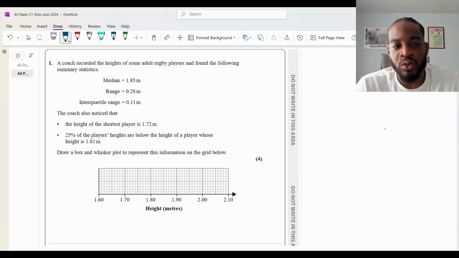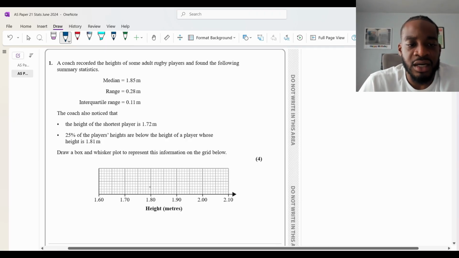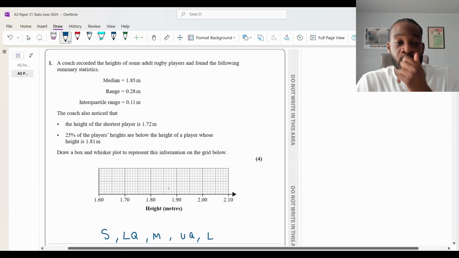Okay, so box and whisker for the first question, not too bad. Essentially, we need five things, don't we? We're going to need the smallest value, I'll just write S for smallest value. We're going to need the lower quartile. Then we'll need the median. Then we'll need the upper quartile. And then we'll need the largest value. Once we know all of these, we can then draw our box and whisker plot.